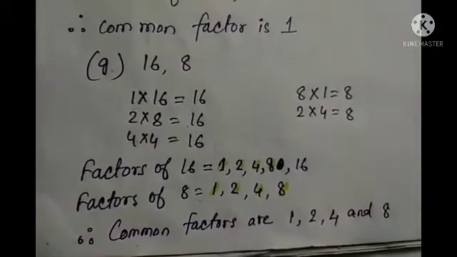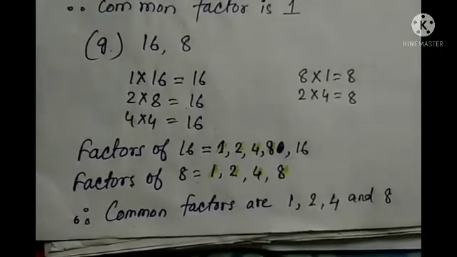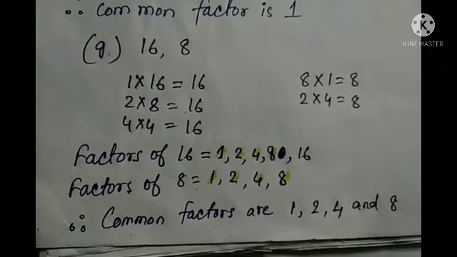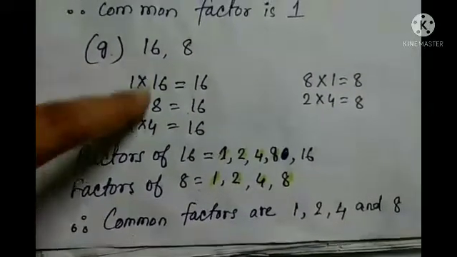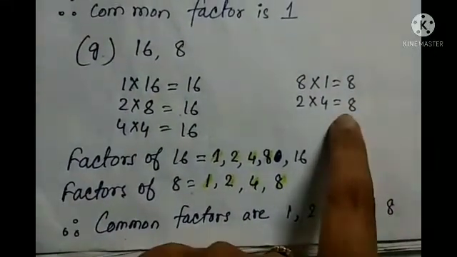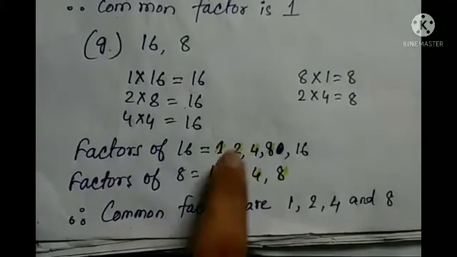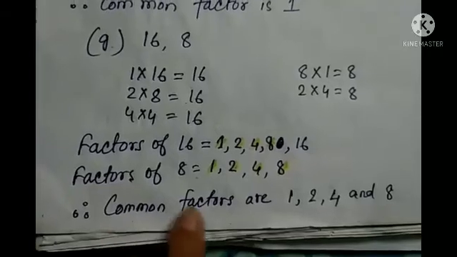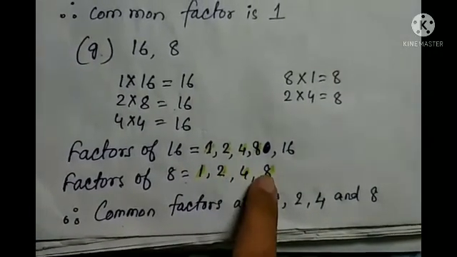Question number 4 says you have to find the common factors. I have shown you this way, G number 16 and 8. So you can see I have written the factors first of 16 and factors of 8. Now you see that yellow color, they are all common in both cases, right? So the common factors are 1, 2, 4, 8.